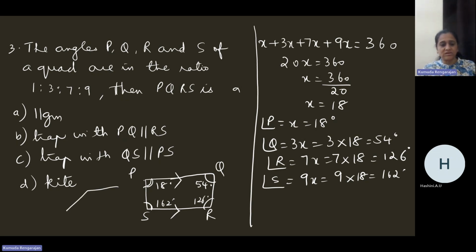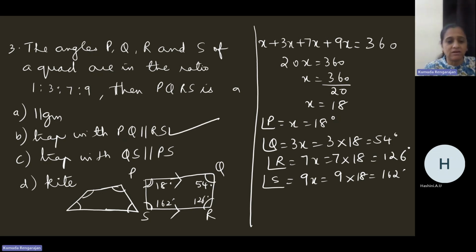Parallel line, transversal, parallel line, and co-interior angles are supplementary. So the option is B. It's a trapezium with PQ parallel to RS.